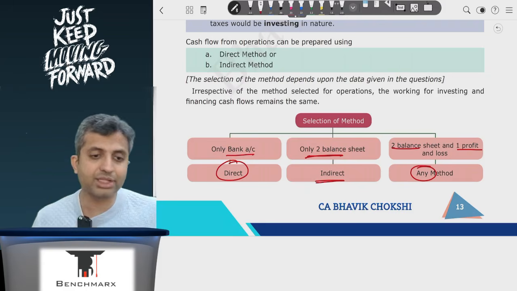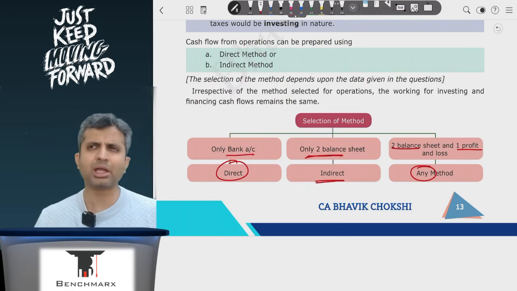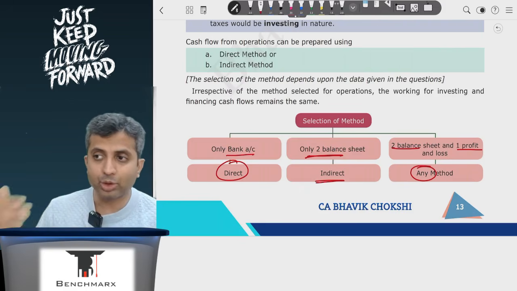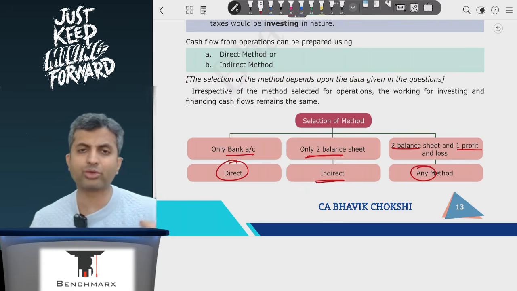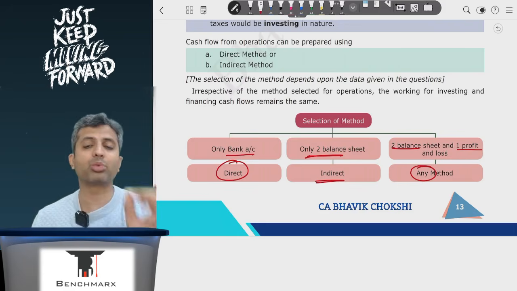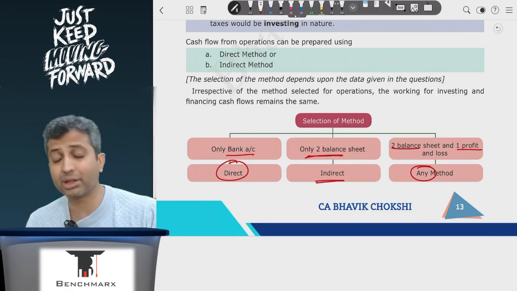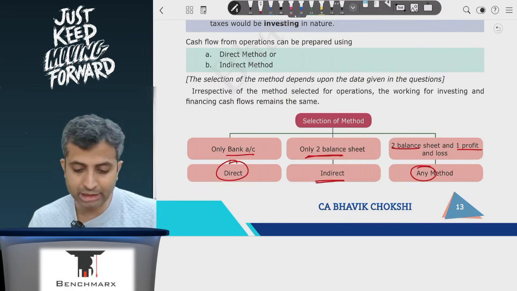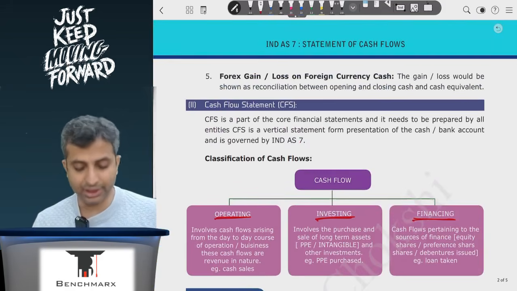Most of the companies, if you have seen in your articleship, end up preparing the cash flow statement using the indirect method, primarily because they want to show a reconciliation. If people question that your net profit is so and so, cash flow is so and so, why is it different? Well, I'm showing you this reconciliation, that these are the reasons why your net profit differs from cash flow. Hence most of the companies in practice land up with the indirect method, though the direct method is much clearer and an easier method to understand.